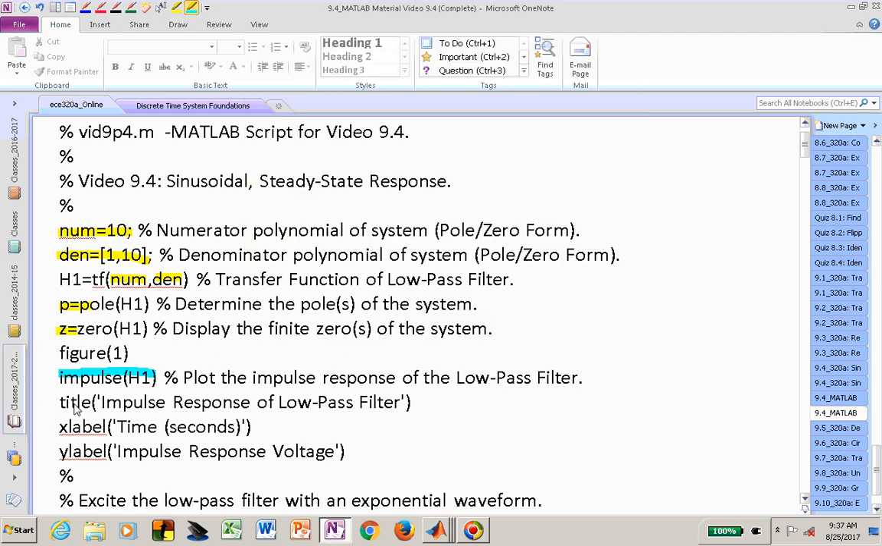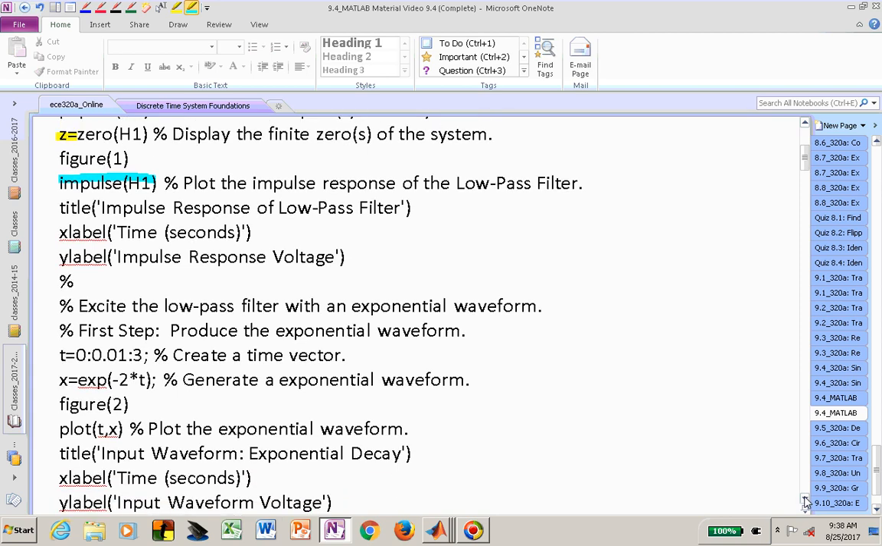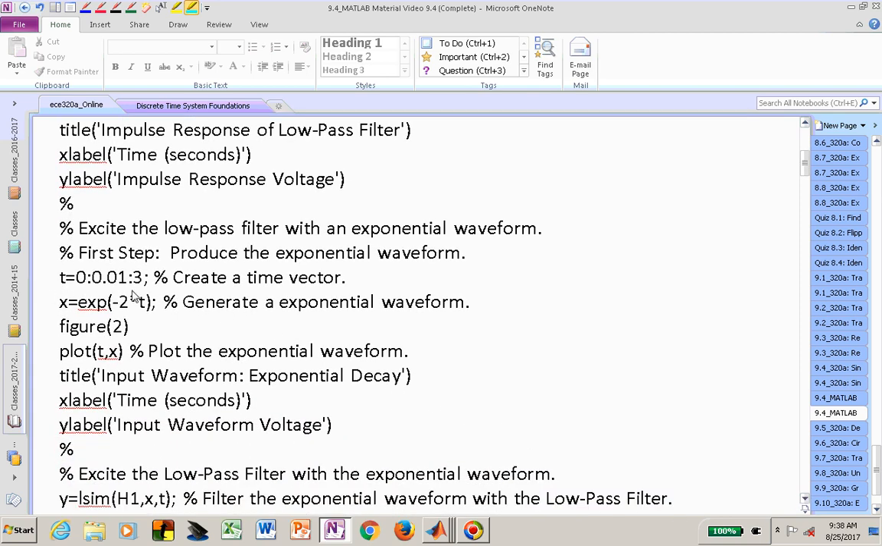And here are just some ways of fancying that up. I put a title on it. That's the impulse response of a low-pass filter. The horizontal axis is time, and the vertical axis is the response voltage of our low-pass filter. Then we wanted to excite the system with an exponential waveform. These are just comments with these percent signs, but we now created a time vector: 0, colon, time steps of 0.01, and then another colon up to a time of 3. We can now produce x1.